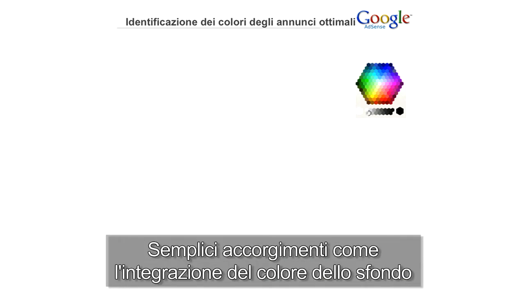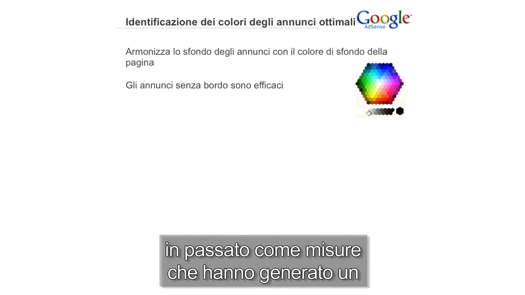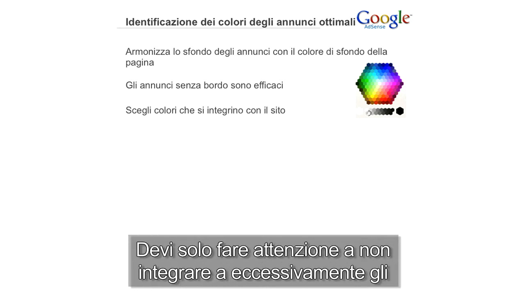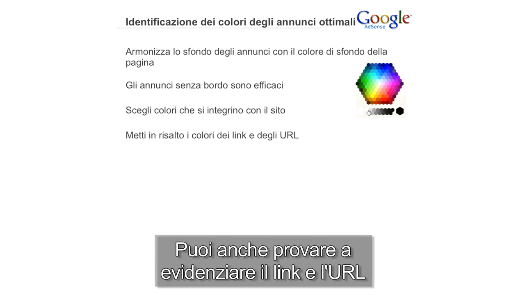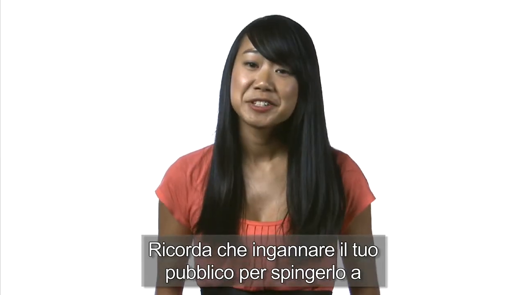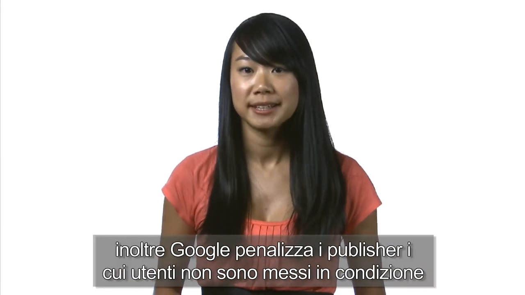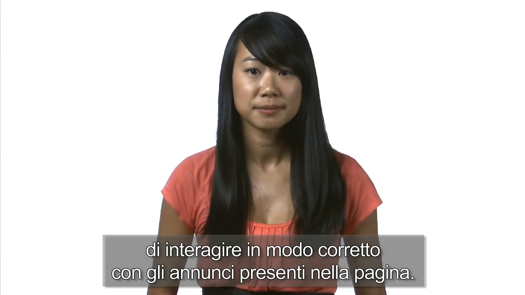Simple things like blending in the background of the ads with the colour of your site and removing borders have proven in the past to have a significant impact upon click-through rate. Just be careful of not blending the ads too much so that they look like your site's content. You can also try to highlight the link and URL with shades that complement your site's colours. Remember that tricking your audience to click on ads does not work in the long run, and Google penalises publishers whose users are not interacting properly with the ads on a page.